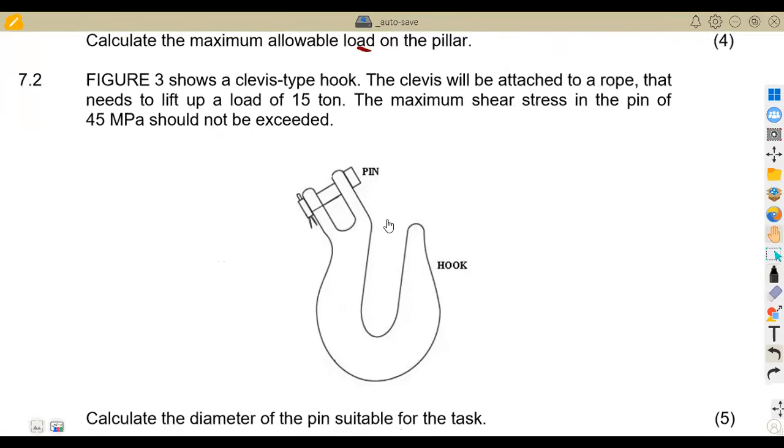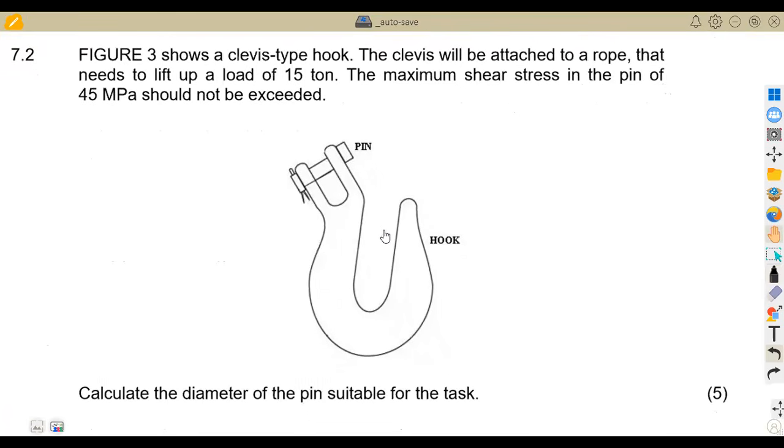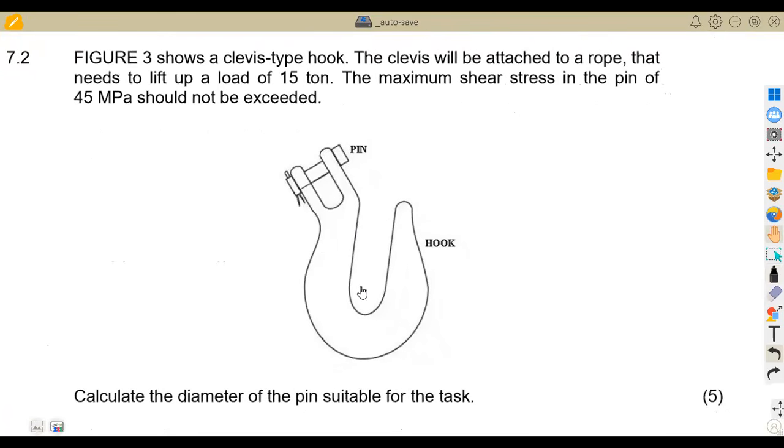All right, 7.2, we are given in this case a condition of a clevis type hook. There we are given that the clevis will be attached to a rope that needs to lift up a load of 15 ton. That is the mass in this case that we are given to lift.